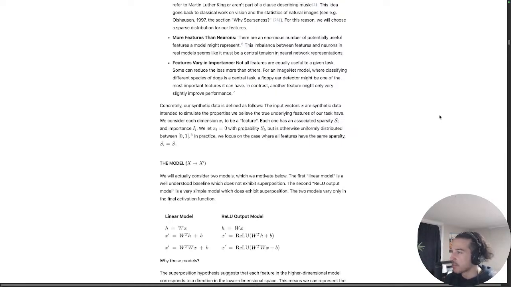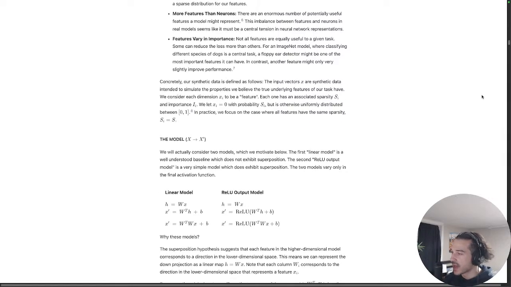For an ImageNet model, where classifying different species of dogs is a central task, a floppy ear detector might be one of the most important features it can have. In contrast, another feature might only very slightly improve performance. Concretely, our synthetic data is defined as follows.